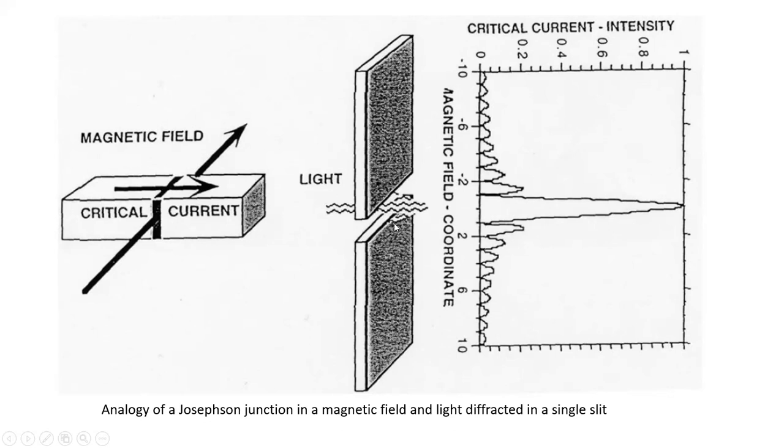These two superconductors are separated by a thin insulating, non-conducting material. If you allow the light here, what happens to the critical current? If you are changing the magnetic field coordinates from either side, the flux reduces at the center point in the non-conducting material, not in a superconductor.